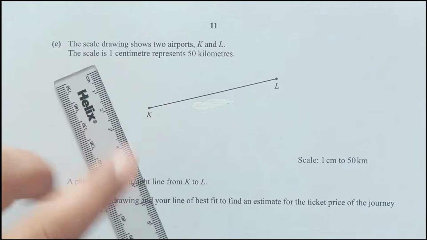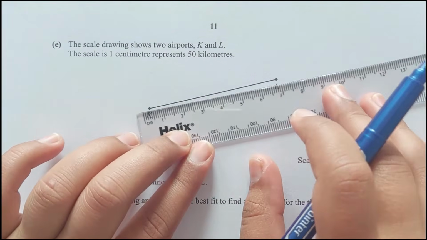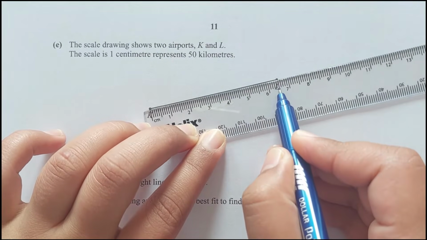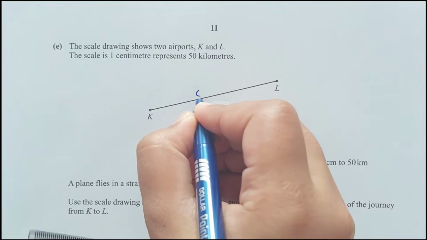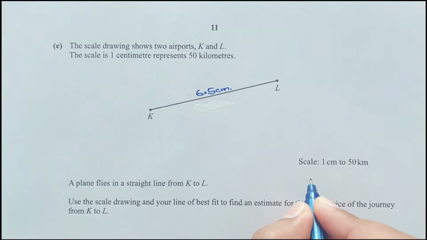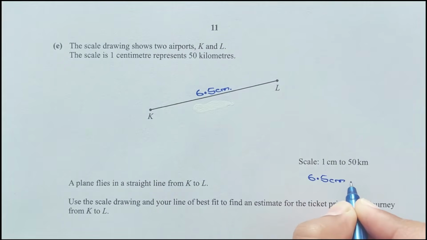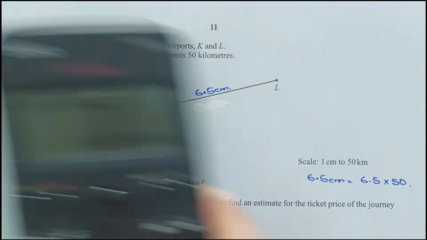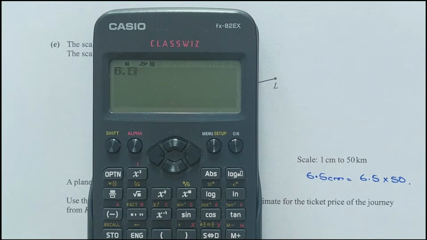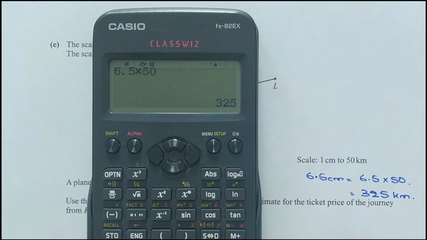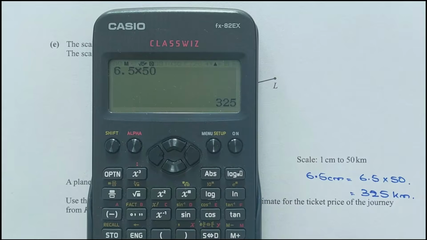Okay, so first let me measure this line in terms of centimeters. K to L, the distance between the 2 airports. In my case, it is 6.5 centimeters, as you can see. We are given the scale that 1 centimeter represents 50 kilometers, so 6.5 centimeters represents 6.5 times 50 kilometers, right? Let me calculate this. What is 6.5 times 50? This is 325 kilometers.